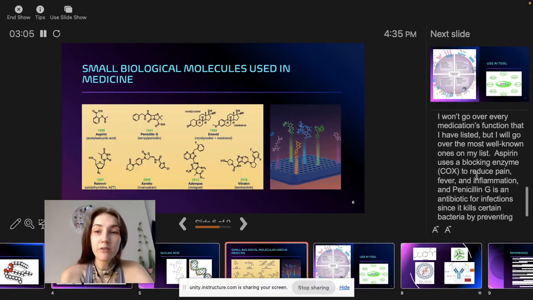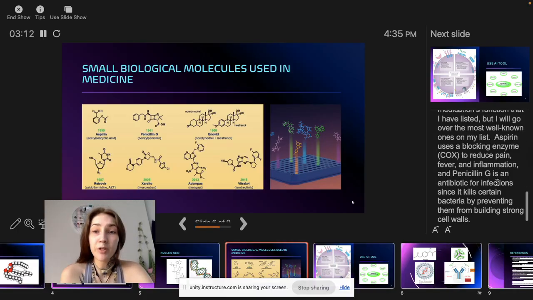I won't go over every medication's function that I have listed, but I will go over the most well-known ones on my list. Aspirin uses a blocking enzyme to reduce pain, fever, and inflammation. And penicillin G is an antibiotic for infections since it kills certain bacteria by preventing them from building strong cell walls.